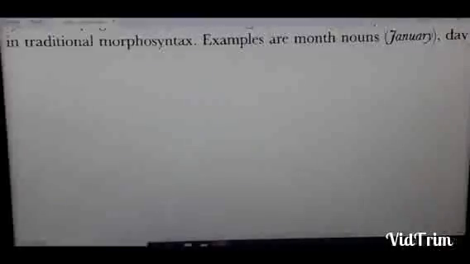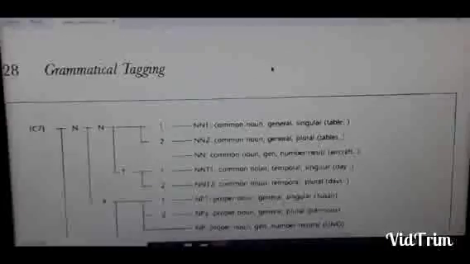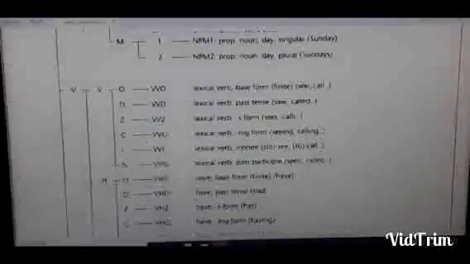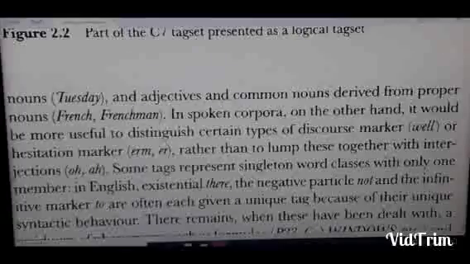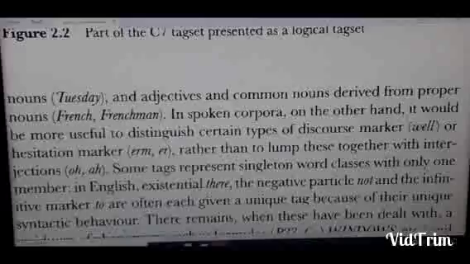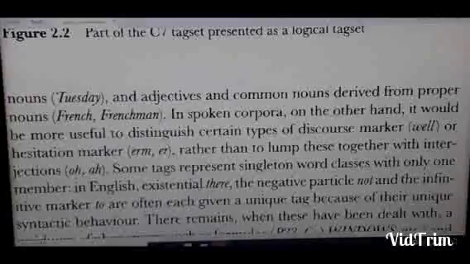month nouns, January, day nouns, Tuesday, and adjective and common nouns derived from the proper nouns, Frenchman. In spoken corpora, on the other hand, it would be more useful to distinguish certain types of discourse marker, well, or hesitant marker, rather than to lump these together with interjections.